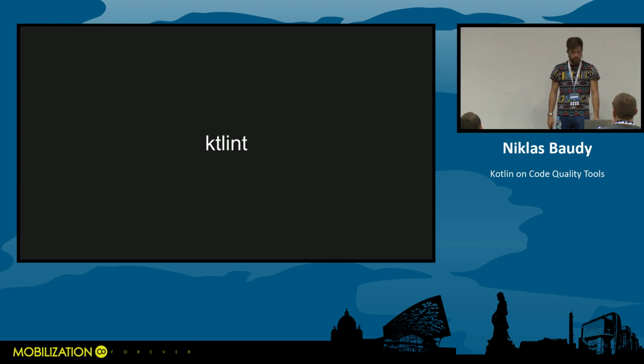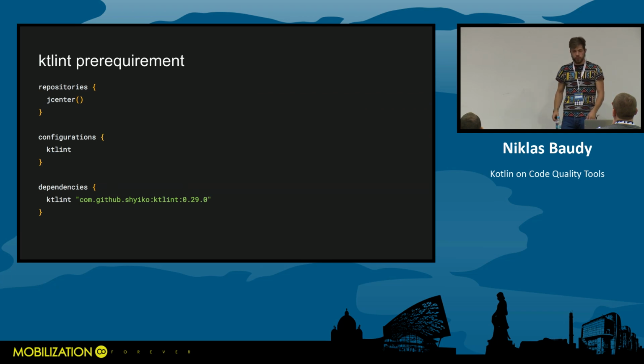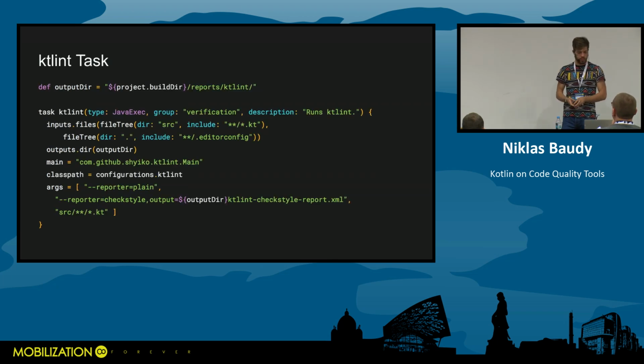Now, Lint, the third tool. Also here, the prerequirements are usually the same. So we add a new configuration, Lint, we add Lint, the Maven coordinates, and then we can create the task. And the task is also the same. Again, it's on classpath, we go and provide it. We can also go and specify reports, and then it's just a Java executable that we go and execute.